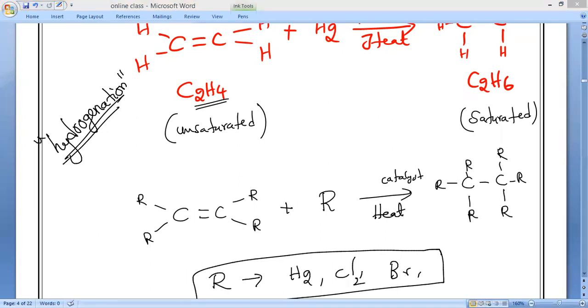Hydrogenation. And this process is used for converting vegetable oils into vanaspati ghee. In the presence of a nickel catalyst, you will buy that vanaspati ghee in supermarkets. Have you noticed it? Vegetable ghee or vanaspati ghee. With vegetable oil, through this addition reaction only, they prepare vanaspati ghee. Semi-solid, we used to call it vegetable ghee.